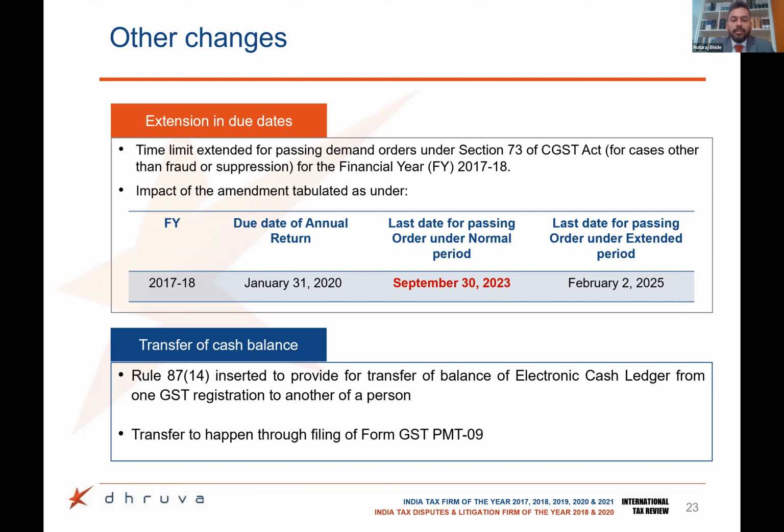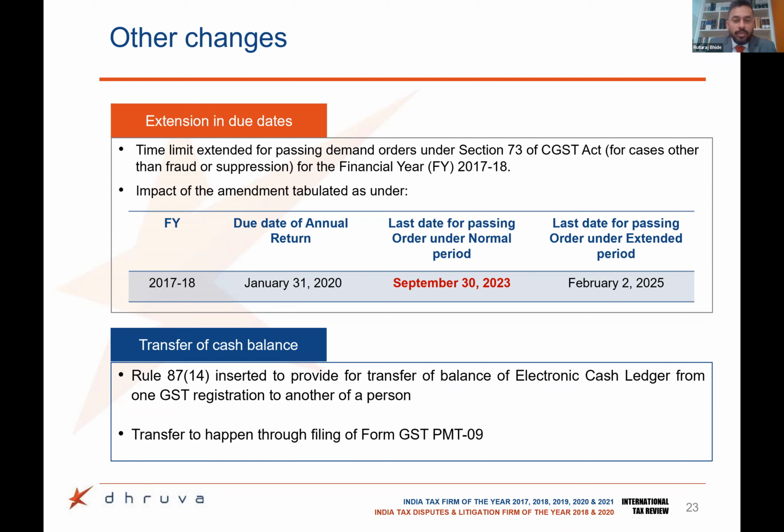There is one last procedural change which is relevant for anyone who has pan-India operations and multiple GST registrations. If I have a cash balance in any one of my GST registrations, and please note, this is a cash balance and not a credit balance, so if I have a balance in my electronic cash ledger in a particular state, I now have an option of transferring that cash balance from one state to another state.